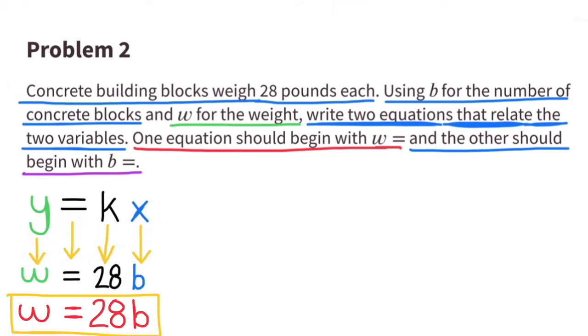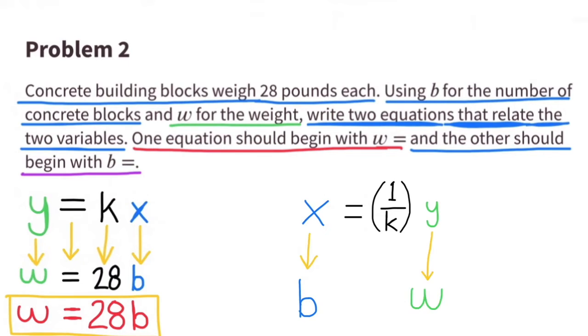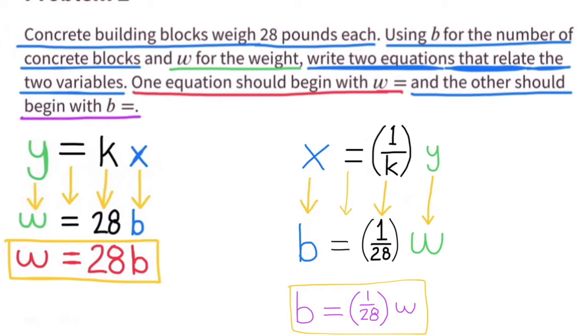Since there are 2 equations for each relationship, I'm going to use this equation to help me get started. X equals 1 divided by k times y, or x equals 1 over k times y. The x will be represented with the B blocks for the number of concrete blocks. I'll replace the y with the W to represent the total weight. And the k, or the constant, would be the 28, representing the 28 pounds each block weighs. So the second equation would be B equals 1 over 28 times W, or B equals 1 divided by 28 times W.